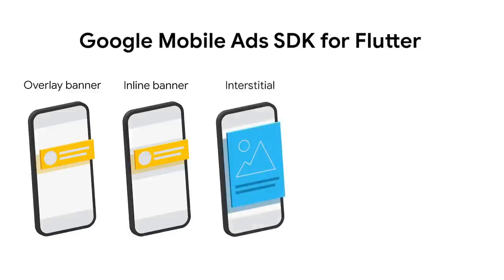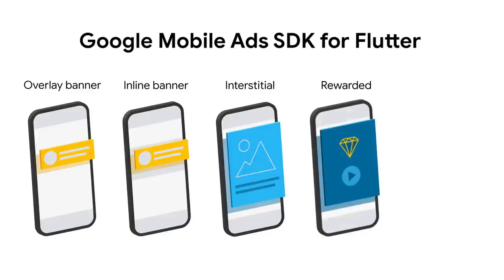Next is interstitial. These are full-screen ads that cover the whole screen of your app. These ads work great when you place them at natural breaks and transitions in your app. For example, you can place them after the user completes a level in a game. We also support rewarded video. These are ads that reward users for watching short videos.